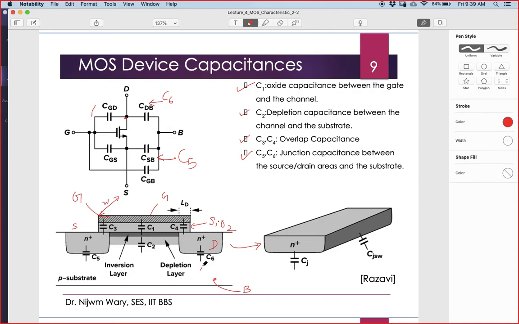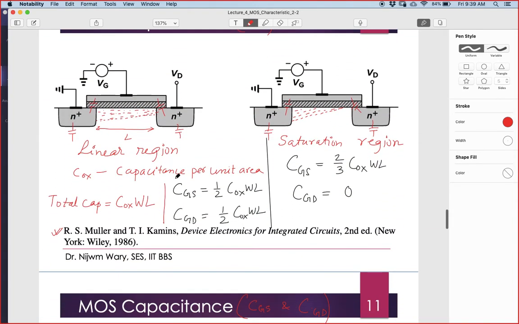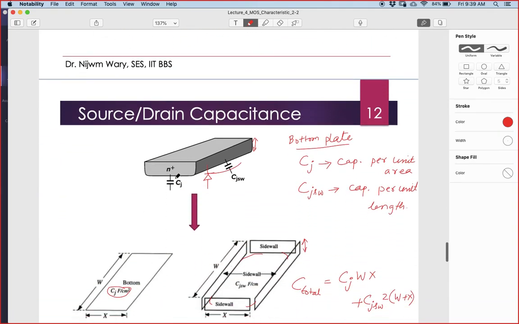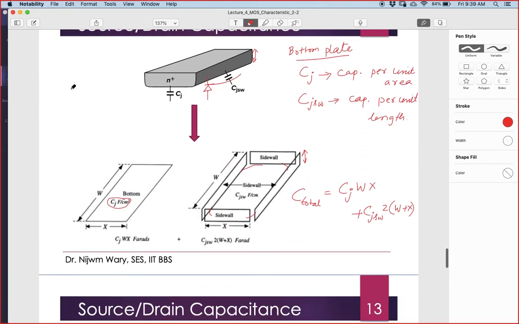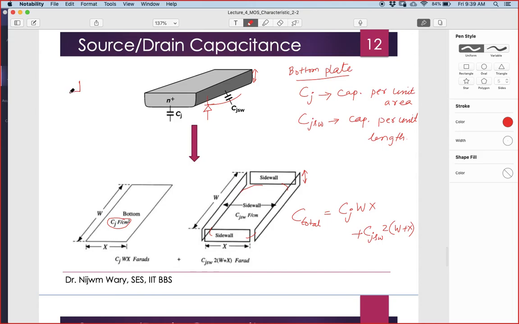Sir, can you explain the effect of the drain-bulk capacitance or source-bulk capacitance on device operation? How is it going to affect the characteristics of the device, switching speed, amplification? Oh, definitely. Because you see, whenever, let's go to a different one. Okay, so if I have this one, right?